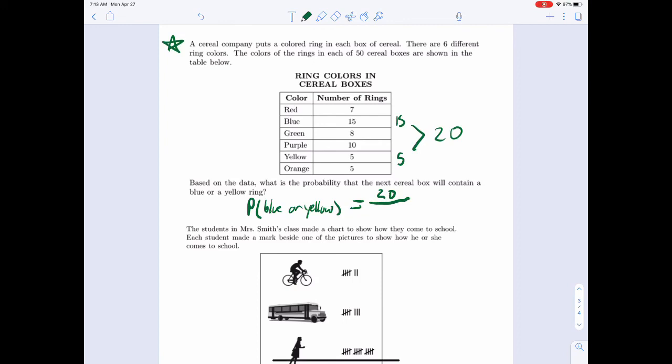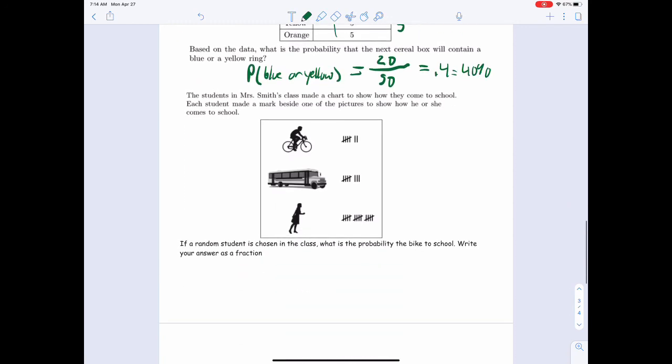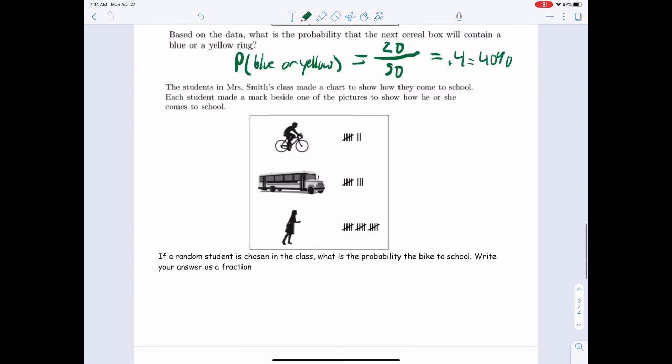And how many total are there? Well, hopefully, if you added up the table, that's great, but it did just say in the question 50. So 20 divided by 50 is 0.4, which equals 40%. So you have a 40% chance of getting one of those rings. That's pretty good if you're hoping to get one of those. All right, last one here. Why don't you pause the video and give that a shot?